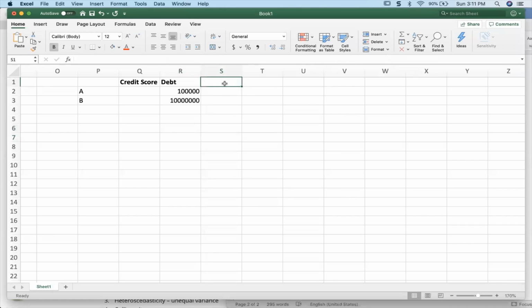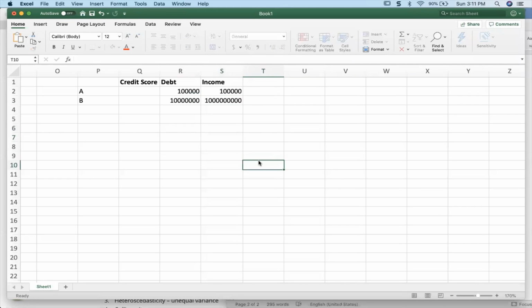Answer is wrong because you haven't done feature engineering. You also need to consider income. Say the first person's income is 1 lakh, the second person's income is 100 crores. Then you say, let me divide debt by income. Whoever has a very low debt over income value, that person will have a high credit score.